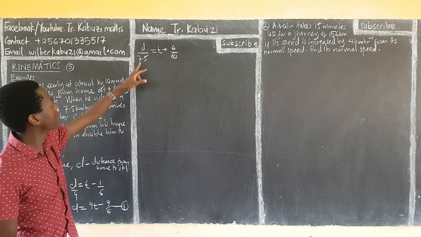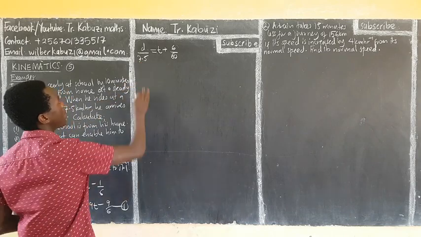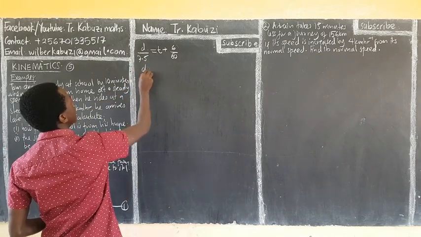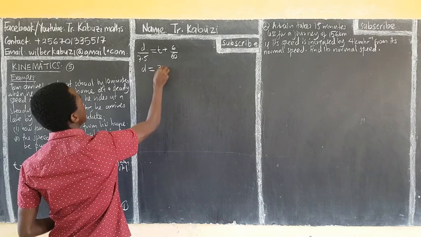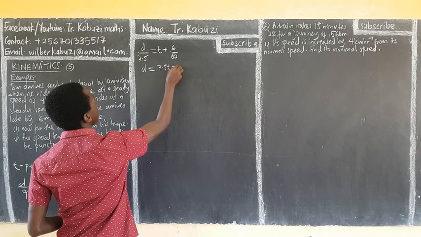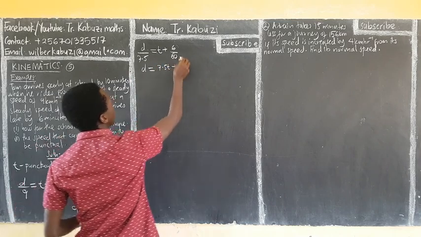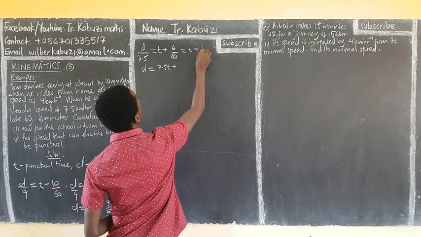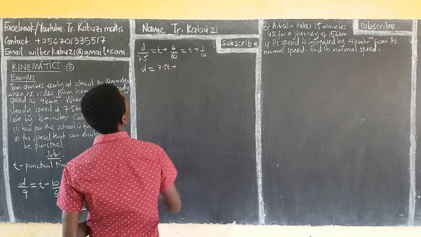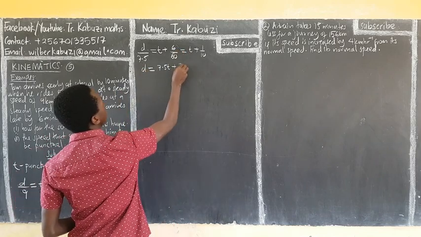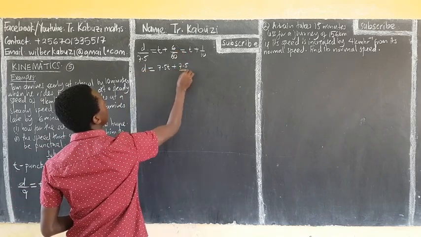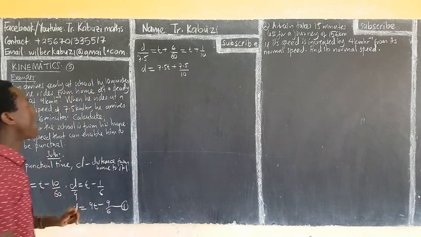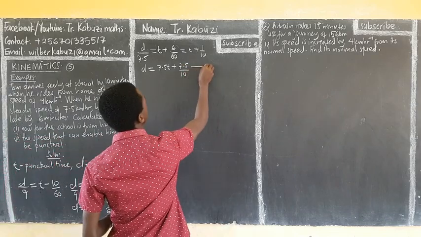To make D the subject here, I multiply through by 7.5. So D is going to be 7.5T, then plus, this one reduces to T plus 1 over 10, times 7.5, so 7.5 over 10. This is equation 2.